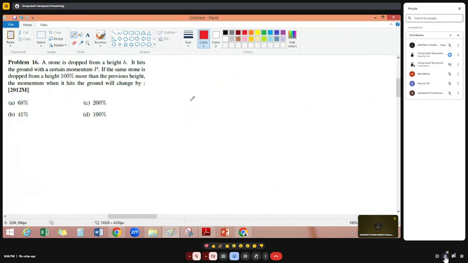The stone is dropped from a height of h. It hits the ground with a certain momentum p, which means mass into the velocity with which it hits the ground. If the same stone is dropped from a height 100% more than the previous height, what do you mean by 100% more? It means 2 times the height.